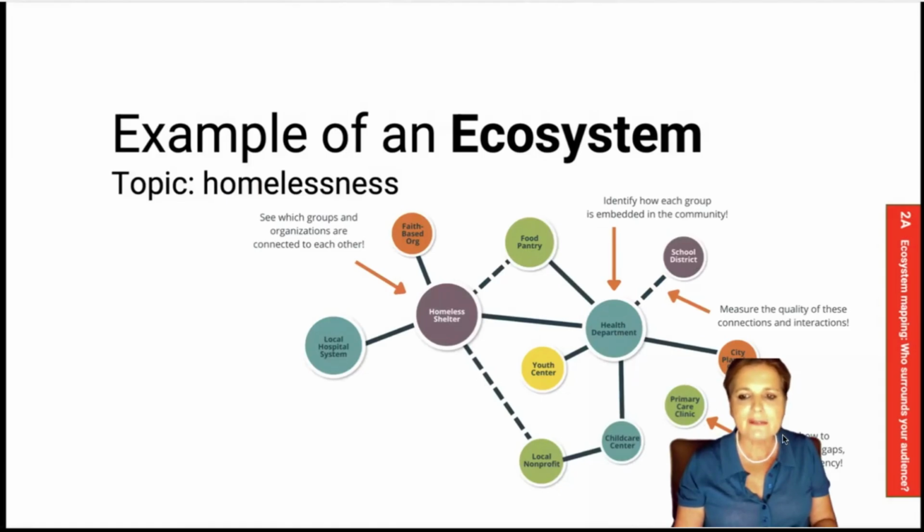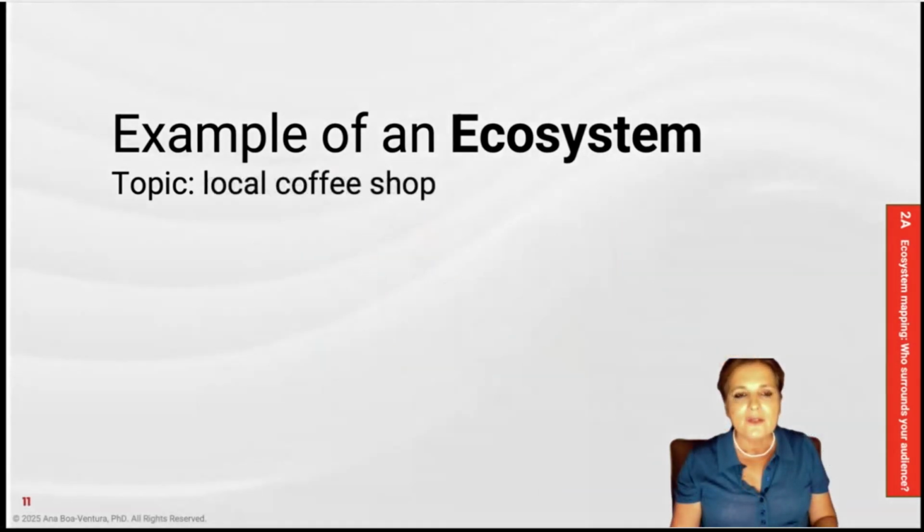So this primary care clinic could strategize how to strengthen ties, fill gaps, and increase efficiency. This connection here between the school district and the health department, measure the quality of these connections and interactions. See which groups and organizations are connected to each other, right? So here's quite a complex ecosystem illustrating this topic of homelessness and how all the organizations and communities are, in fact, interrelated.